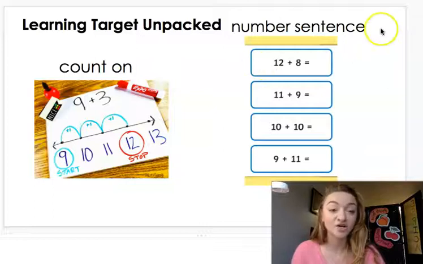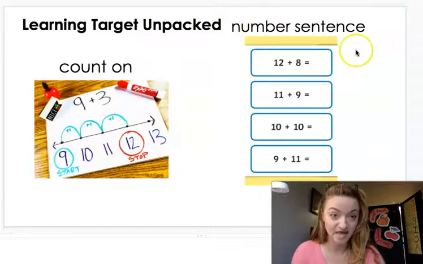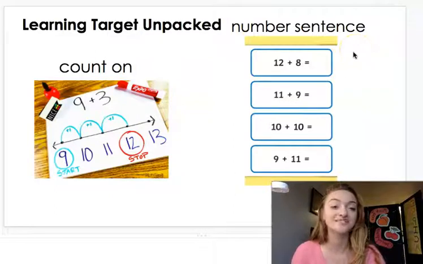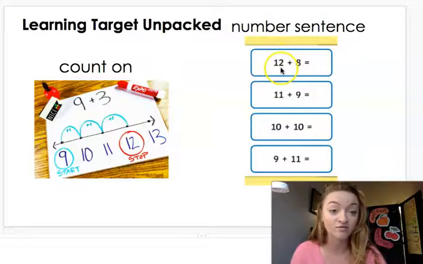And then up here, we have number sentence. So a number sentence is when you put your numbers together in a math sentence. That means you use the digit form of your numbers, right? Here I have the numbers 1 and 2. I have the digits 1 and 2, making 12.